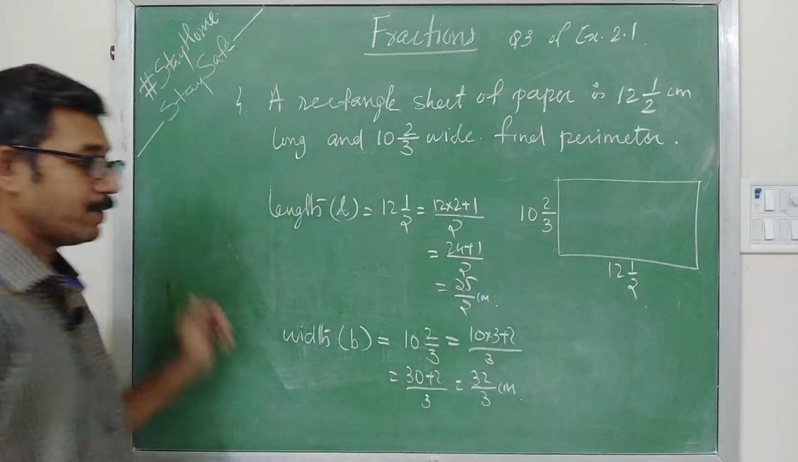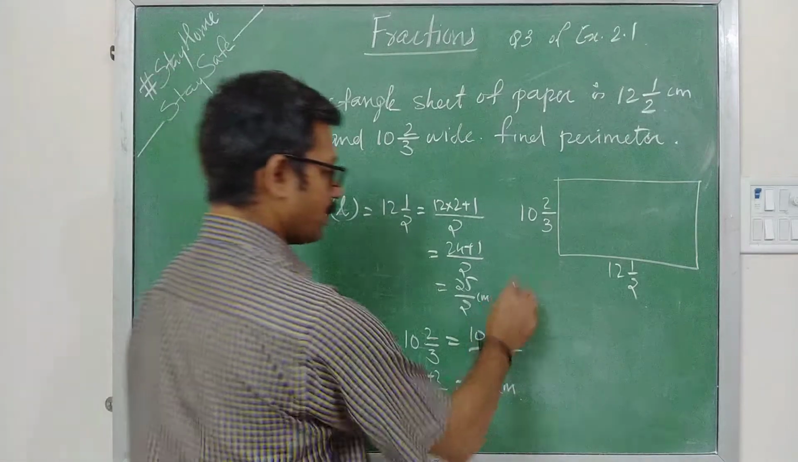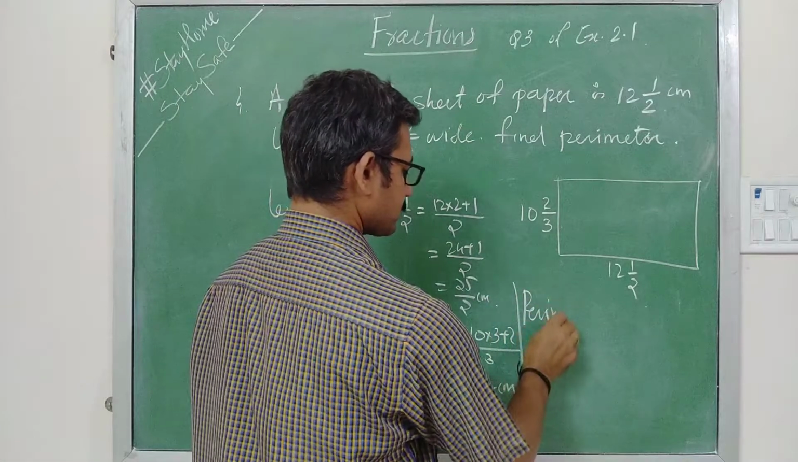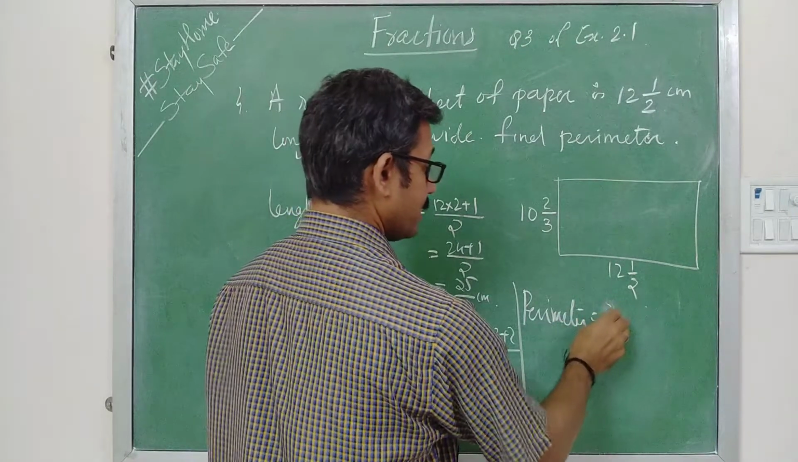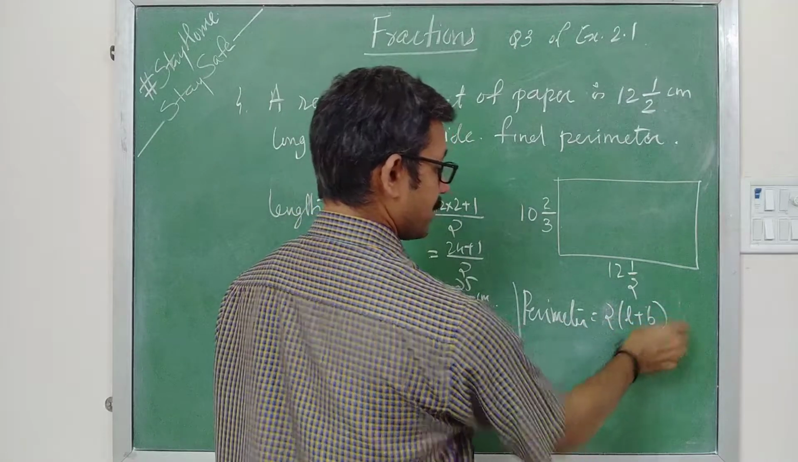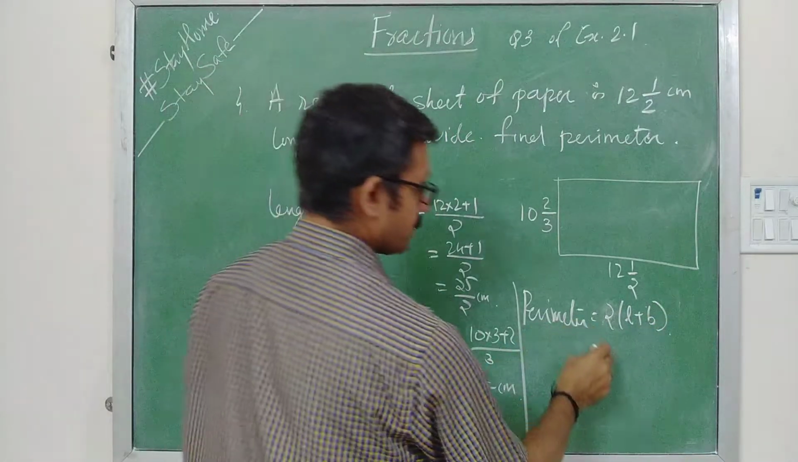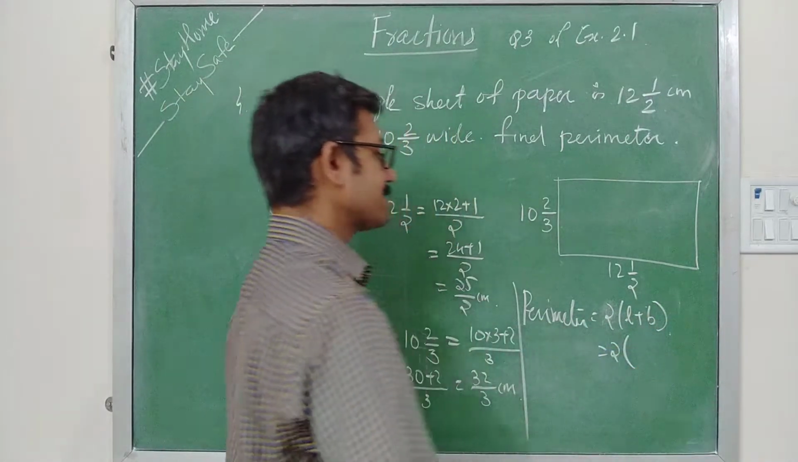Sure. Now what you have to find is the perimeter. Look here. Now the perimeter is equal to what? You know that it is twice into length plus breadth. Sure, friends. Now which is equal to 2 into, now what is the length here?